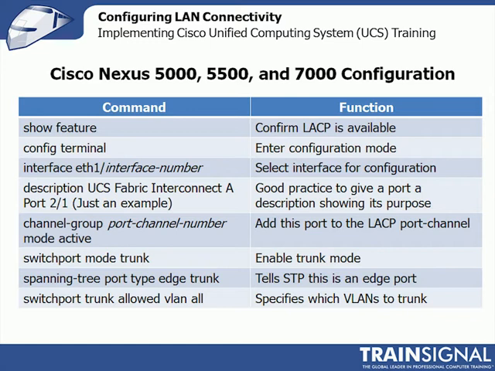Switchport mode trunk says this is a trunk port, not an access port, which means we're going to tag VLANs. Spanning-tree port type edge trunk tells spanning tree this is an edge port, meaning we're actually going to a device even though we're trunking VLANs and it's not another switch. So when spanning tree recalculates a new topology, we're not going to take these ports offline.